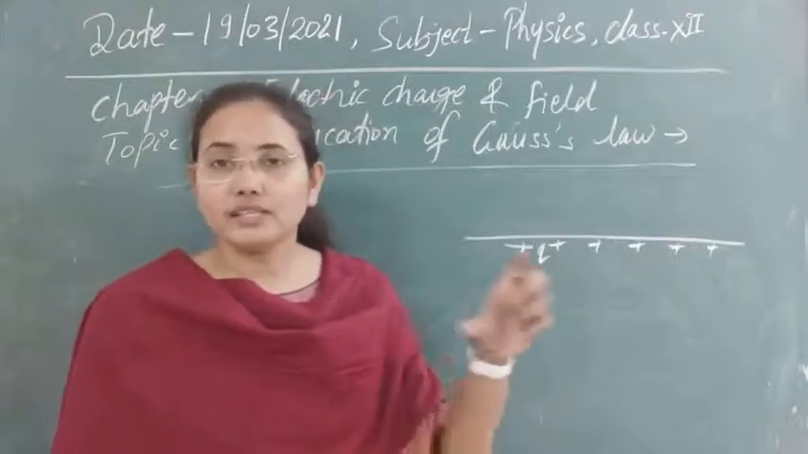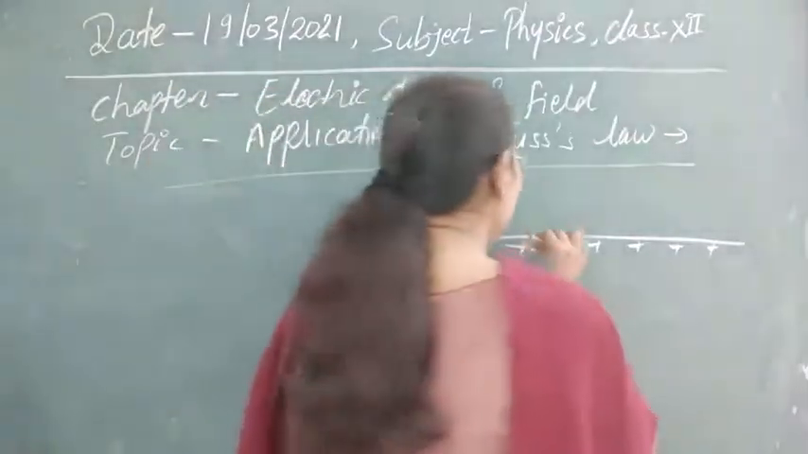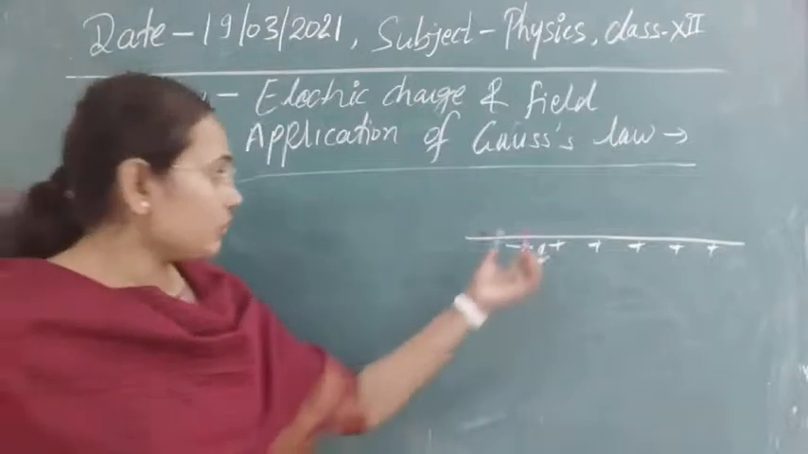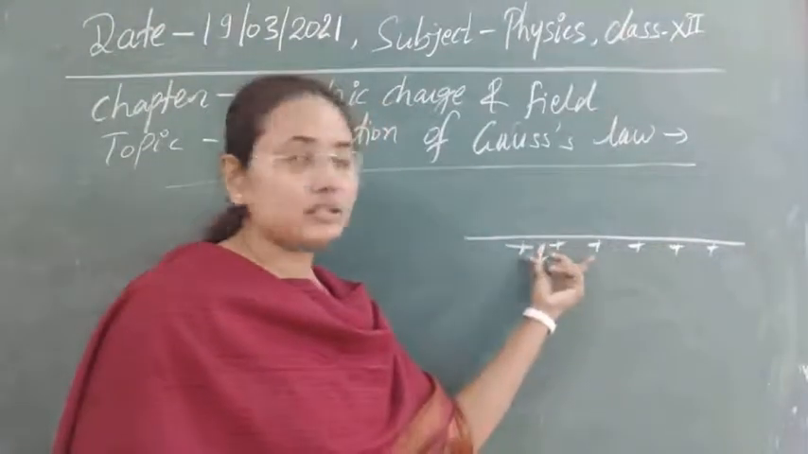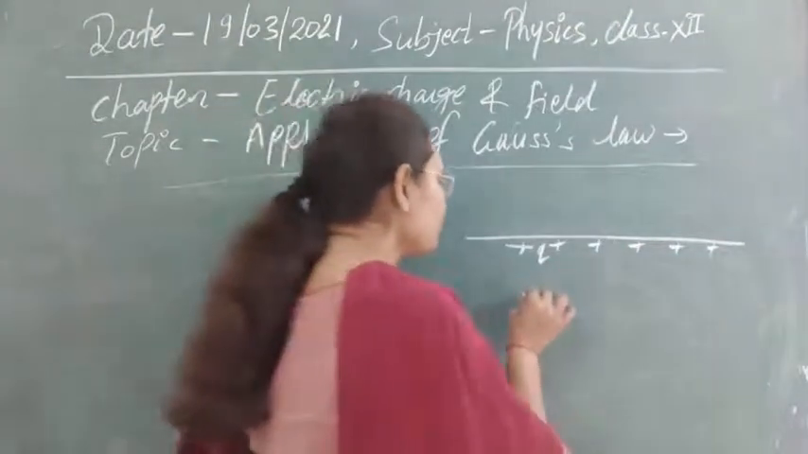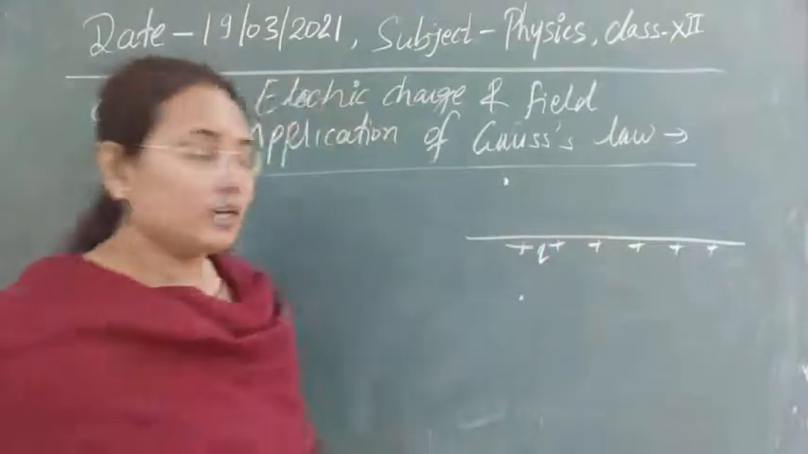First, what we need is a Gaussian surface, a closed surface that can enclose this wire. To enclose it, we have to see up to which range the charge is effective. On both sides, this uniformly distributed positive charge will be effective, suppose up to this range in this way and this way.